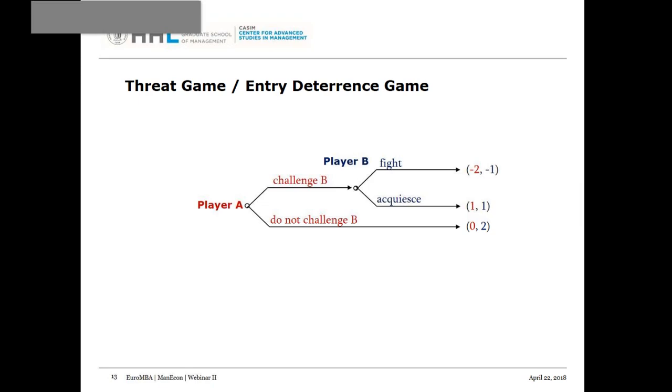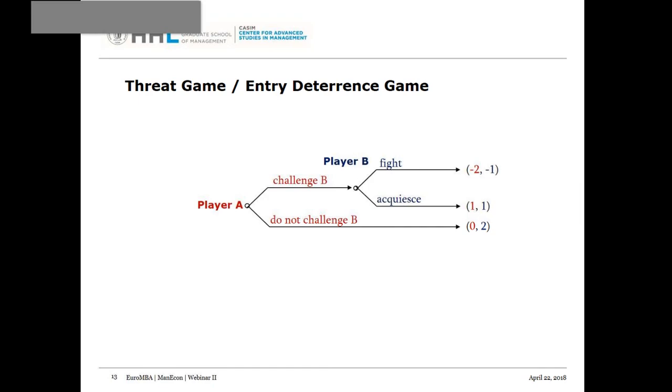So a new firm entering the market could either challenge the incumbent or stay out, and player B, the incumbent, could fight or could acquiesce. Okay, so accept the new entrant and share the market. If you look at the payoffs here, of course, the best for the incumbent is when the challenger does not enter. So this is the number 2 for payoffs. And the worst case is when challenged to fight, because fighting is costly.